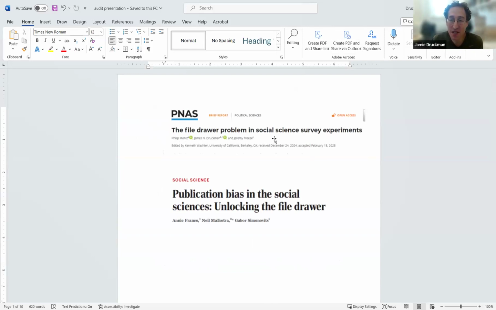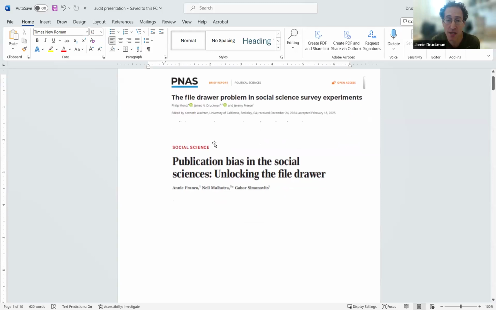And so the paper that I'm going to present is the paper at the top of the page, which ended up coming out entitled "The File Drawer Problem in the Social Science Survey Experiments," which ended up being a kind of a brief report in PNAS. And so we can talk about how it became that later in the seminar. And so the paper was really building directly on a fairly well-known paper that was published in Science in 2014 entitled "Publication Bias in the Social Sciences: Unlocking the File Drawer" by Annie Franco, Neil Malhotra, and Gabor Simonovitz.